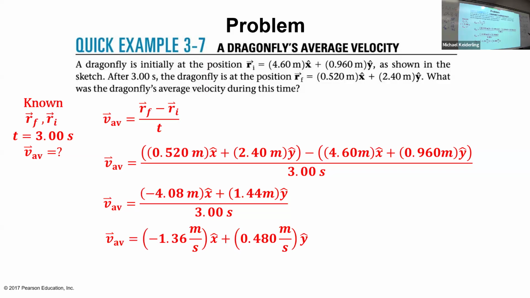So this boils down to you find the X component and the Y component of velocity. The X component of velocity is going to be X final minus X initial over time. The Y component will be Y final minus Y initial over time.